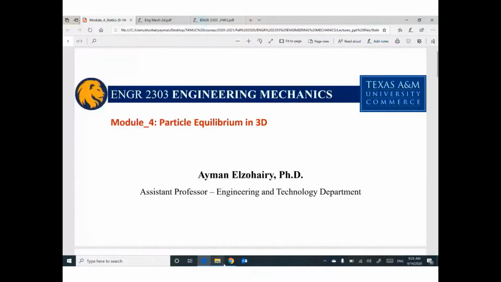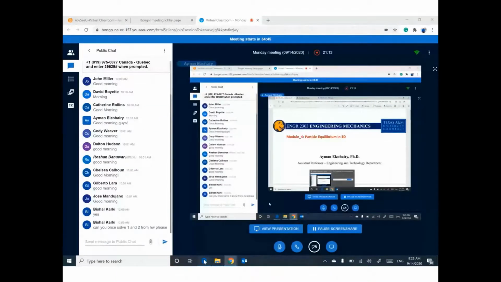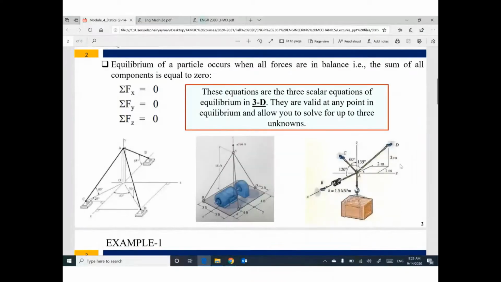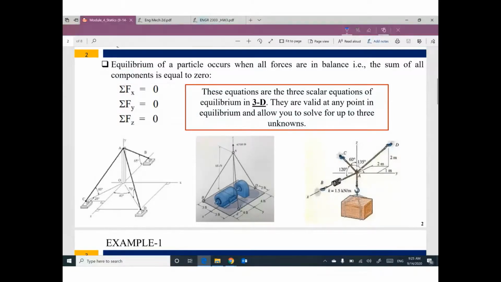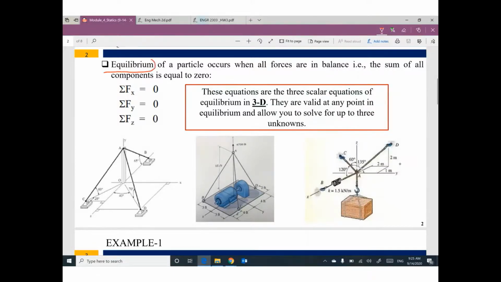Our topic today, I believe, is nothing new. We have 3D forces, but these forces are in equilibrium. In equilibrium means if you have a system of forces in 3D in equilibrium, that means the summation of all x components equals 0, the summation of all y components equals 0, and the summation of all z components equals 0. That's it. We are done with this week, but only if the forces are in equilibrium.